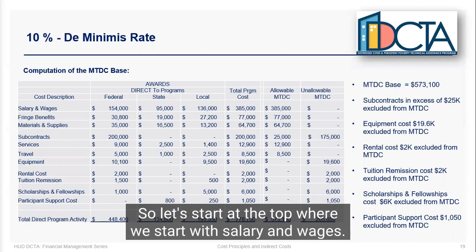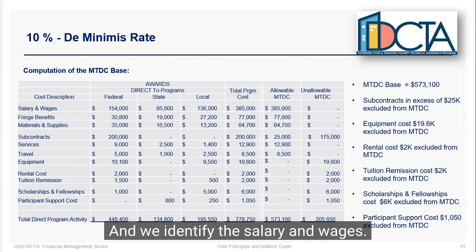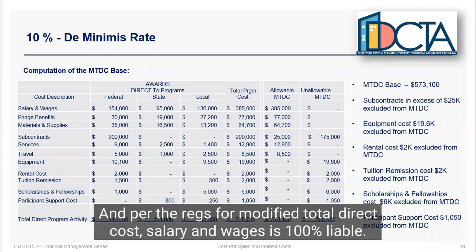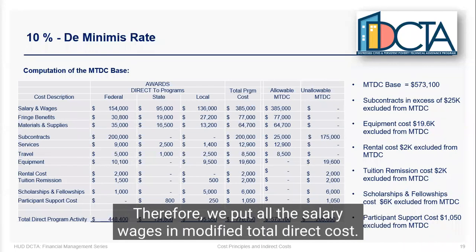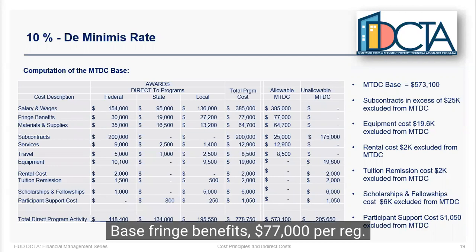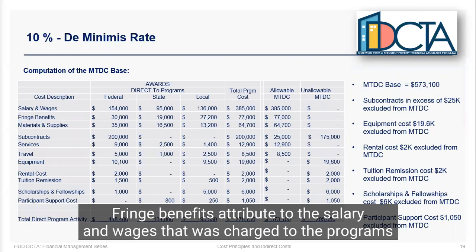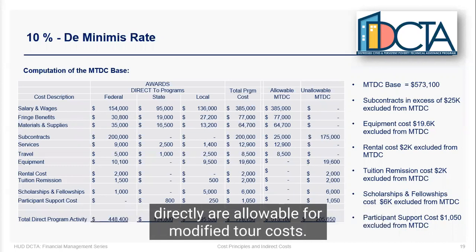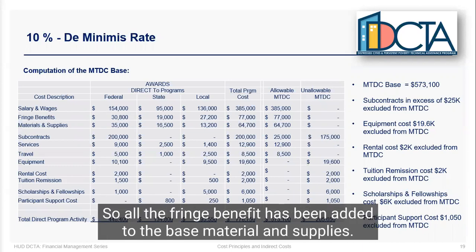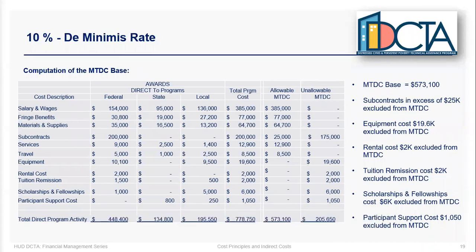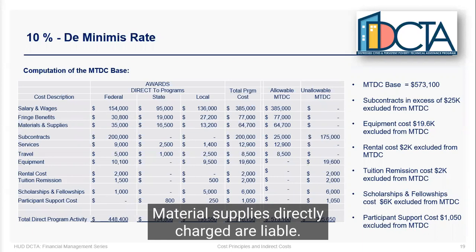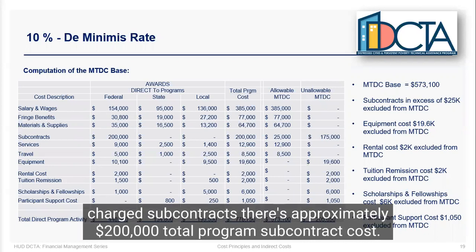So let's start at the top with salary and wages. And we identify the salary and wages. It's $385,000 of total program cost. And per the regs for modified total direct cost, salary and wages is 100% allowable. Therefore, we put all the salary and wages in modified total direct cost base. Fringe benefits, $77,000. Per the regs, fringe benefits attributable to the salary and wages that was charged to the programs directly are allowable for modified total direct costs. So all the fringe benefits has been added to the base. Material and supplies, per the regs, material and supplies directly charged are allowable. So 100% of the material and supplies were charged.